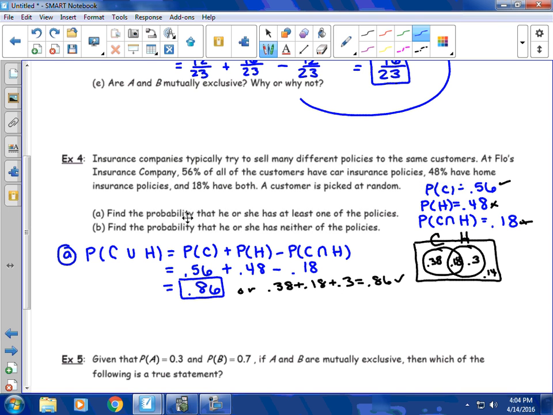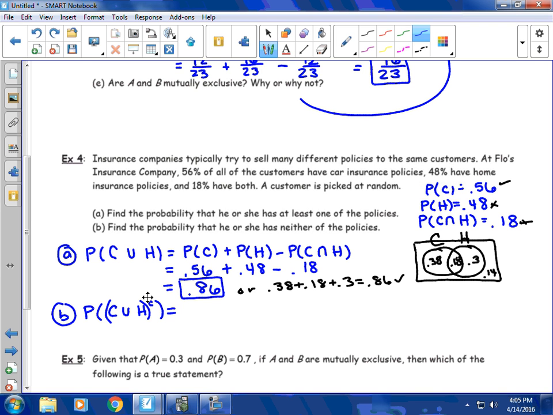Part B, find the probability that he or she has neither of the policies. Well, if you think about it, isn't that exactly the opposite of what I asked in Part A? You either have at least one, and if you don't have at least one, that means you have none. So this is essentially the probability of C union H complement.